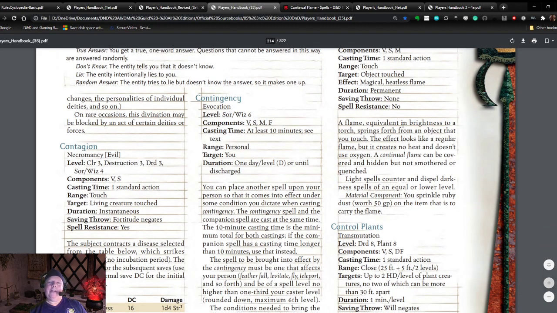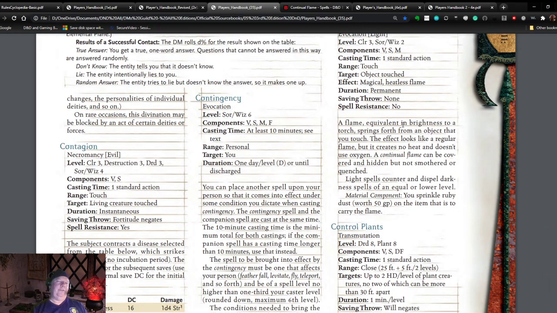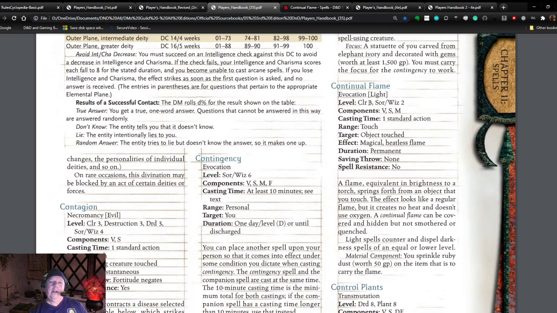A flame equivalent in brightness to a torch. Now this is also important. Remember how the continual light was as bright as daylight and it could blind you. This is as bright as a torch. It springs forth from an object that you touch. The effect looks like a regular flame, but it creates no heat and doesn't use oxygen. Continual flame can be covered and hidden, but not smothered or quenched. Light spells counter and dispel darkness spells of an equal or lower level. So this is Cleric level 3, Sorcerer Wizard level 2.